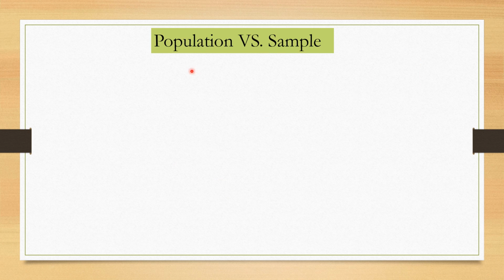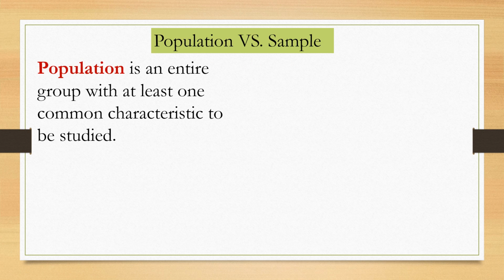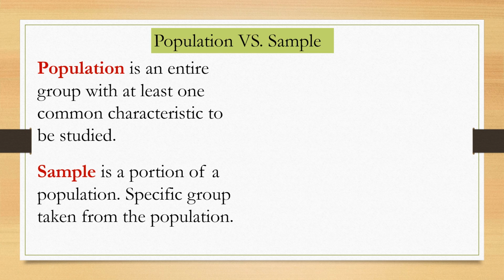Here are other terms that you need to learn: population and sample. When you say population, a population is an entire group with at least one common characteristic to be studied. So this is a very large group, or this is the whole group. And a sample is a portion of a population, a specific group taken from the population.